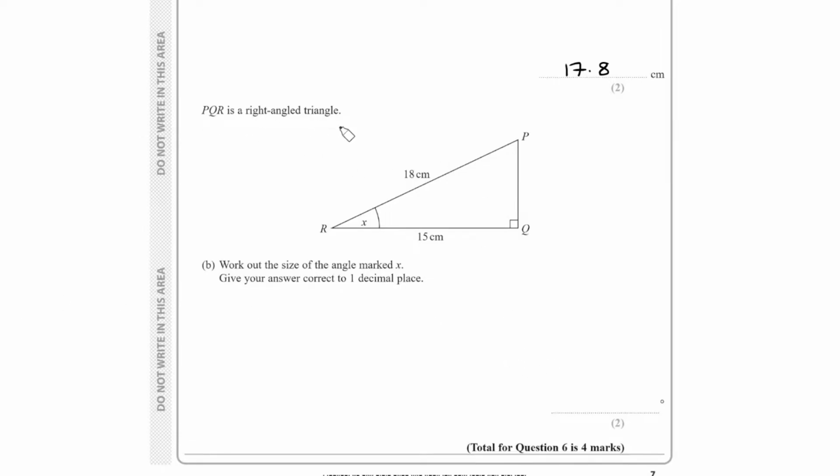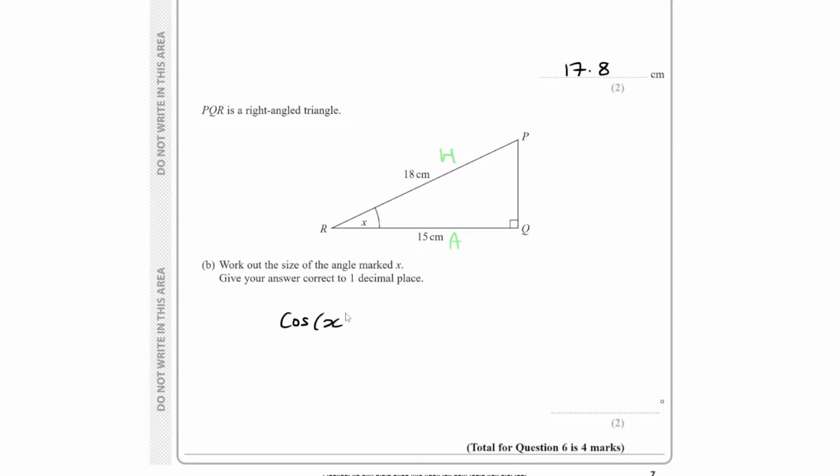So PQR is a right angle triangle again. So we've got another one again, but this time we need to work out the size of angle marked X. So we've got 2 sides, we want the angle. Still trig. If I label my sides, I've got the hypotenuse now, and I've still got the adjacent. So that's cos, but I'm finding the angle.